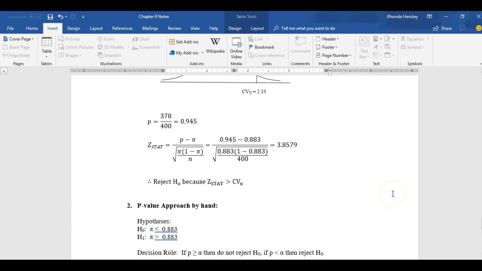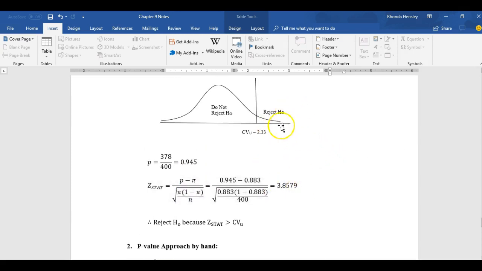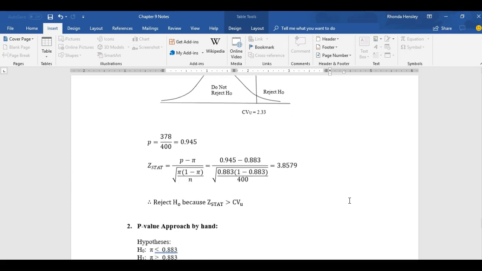So to compute your sample proportion p, you take the number observed divided by your sample size. What we've observed is that 94.5% are filled correctly. So you do your test statistic, and it comes up to 3.8579, and you can see that's clearly over here in the reject region, which means we're going to reject our null hypothesis because our test statistic is greater than our critical value. Again, in managerial terms, you'd go back and tell your boss that the change in the process has significantly increased the proportion of orders filled correctly.